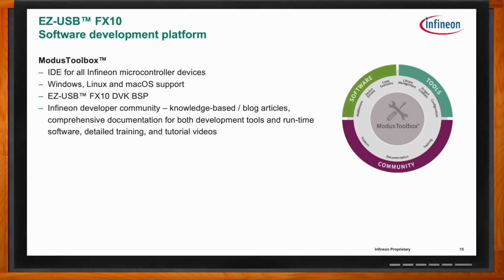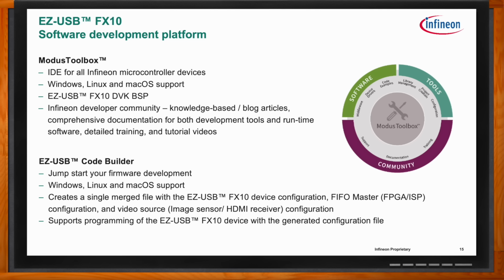To make it even easier for firmware development, we are going to introduce this EZ-USB Code Builder. This will jumpstart your firmware development by simply clicking and selecting the configuration you need for your application. You can select a USB interface to be UVC, USB3 Vision, or HID, and you can also pick the APG interface, either LVCMOS or LVDS. This tool then compiles and builds a firmware image that you can program to FX10 directly and start to get all the functions working. You can also export the end result back into the ModusToolbox to do your fine-tuning or customization for your design.